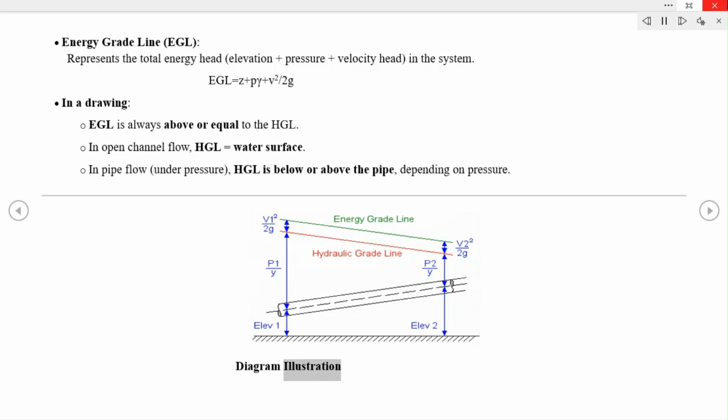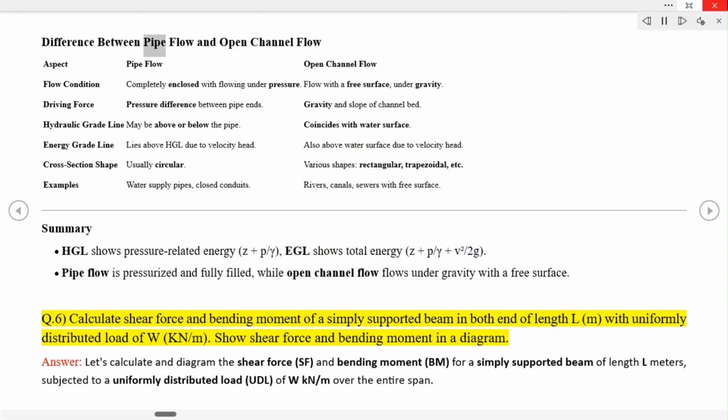Diagram illustration: difference between pipe flow and open channel flow. Aspect: pipe flow, open channel flow. Flow condition: completely enclosed, flowing under pressure; flow with a free surface, under gravity. Driving force: pressure difference between pipe ends; gravity and slope of channel bed.